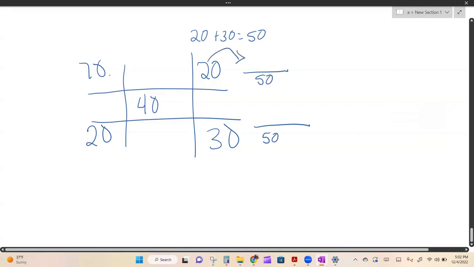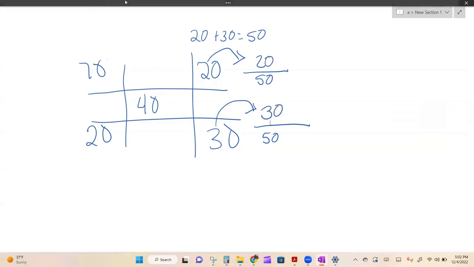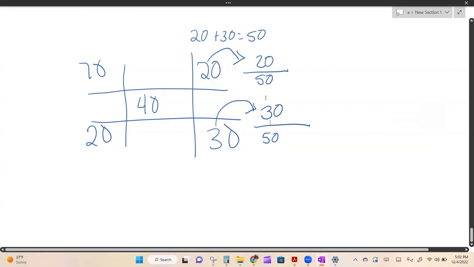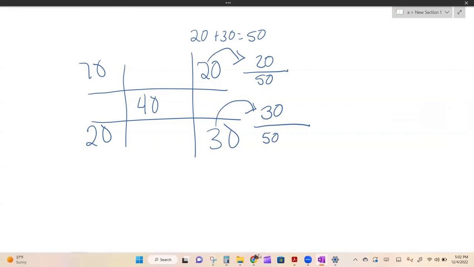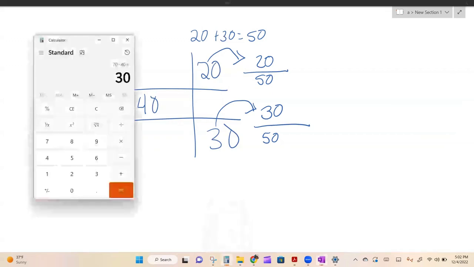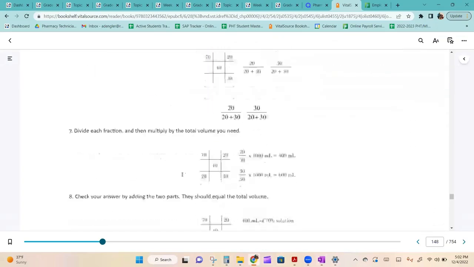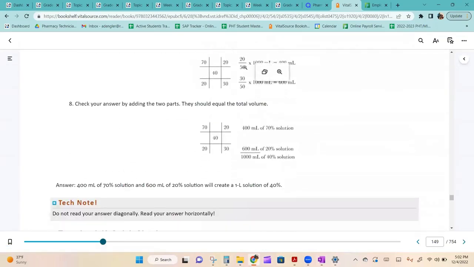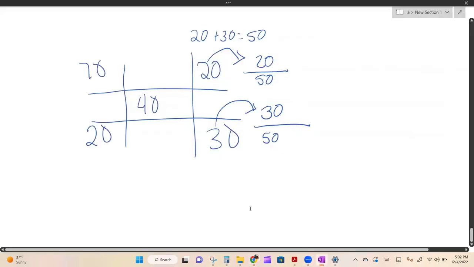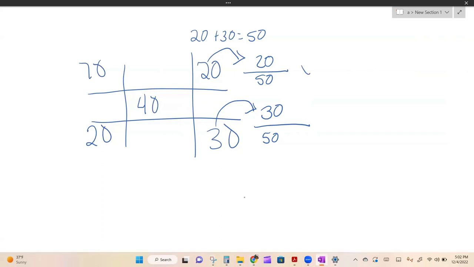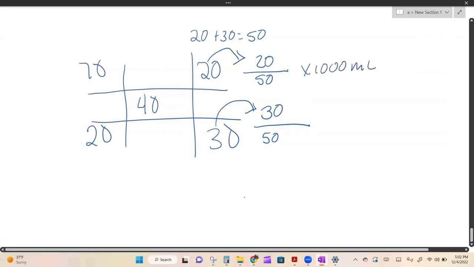Now for my numerator, I'm just going to carry over my numbers. So this would be 20 and this would be 30. No need to reduce these 2 lowest terms. It doesn't matter. We're going to get the same answer, so there's really no point of doing it. Now we need to multiply both of these fractions by the amount that we're making. So 1000 ml, because that's 1 liter. You can see that's something you're going to need to remember.